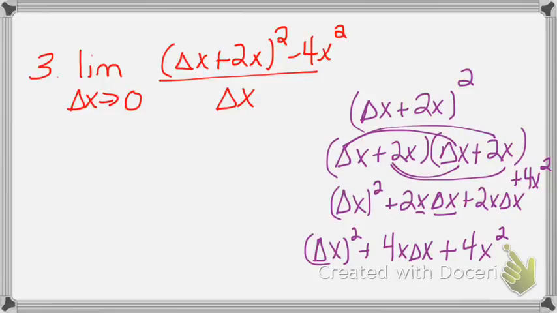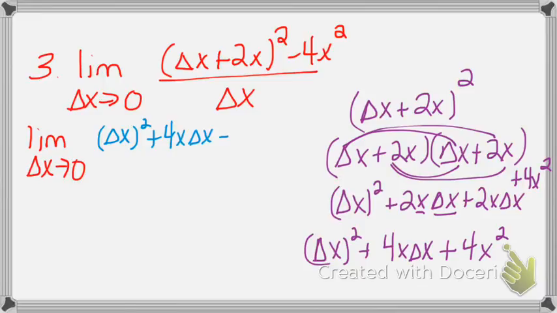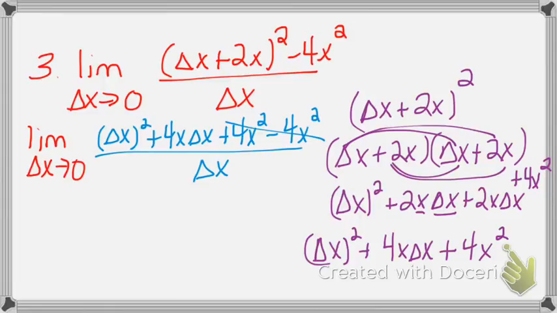And now I'm going to go back to this problem, and I'm going to plug that in for the part of it that is squared. And then minus 4x squared over delta x. Now that goes away. And I would like this delta x to go away, but I can't just get rid of it. The delta x has to be in common with everything in the problem. But what you can do is factor out a delta x on top.